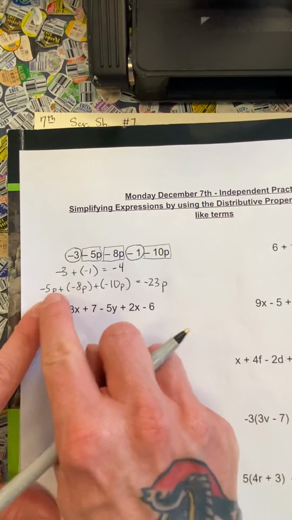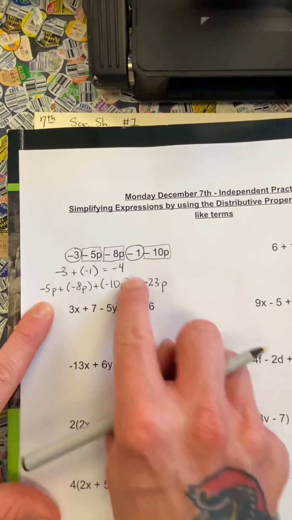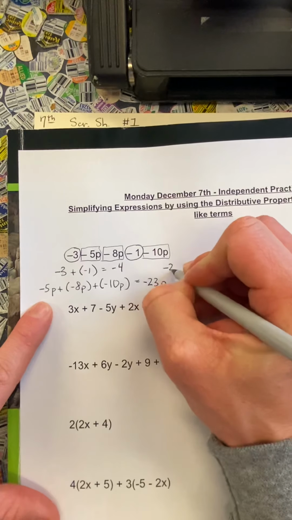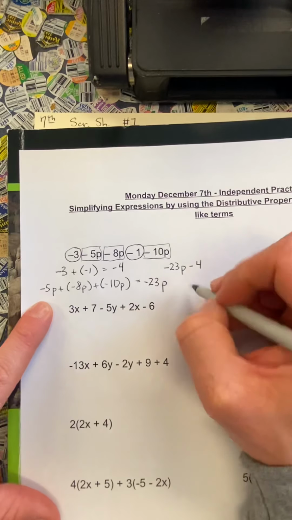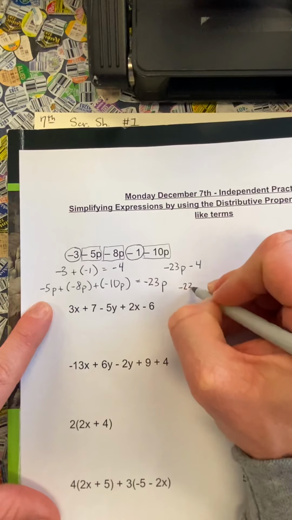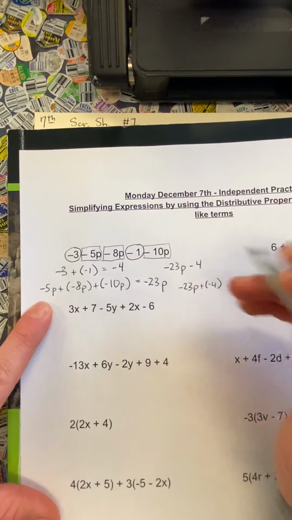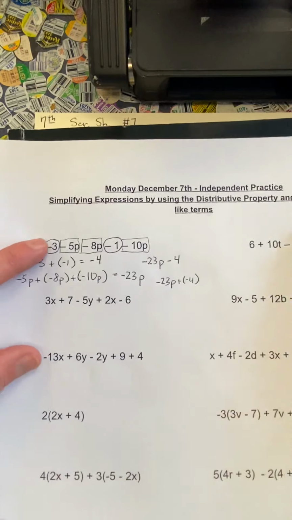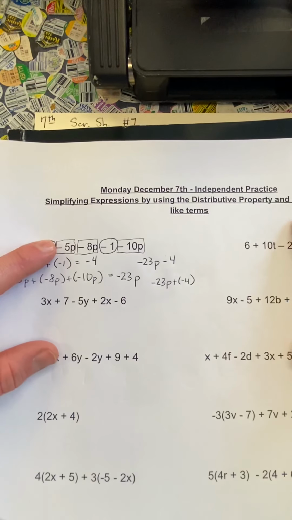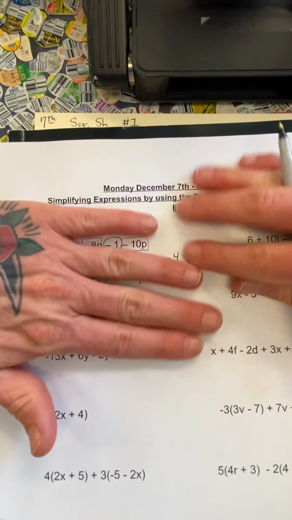You can use a calculator to add these negatives together if you want. Now remember, we have to rewrite this. Negative 23p minus 4, or negative 23p plus negative 4. These are the same thing. So you've got 1, 2, 3, 4, 5, 6 combining like terms problems. Stop the video and go do those. So you should have done this already.